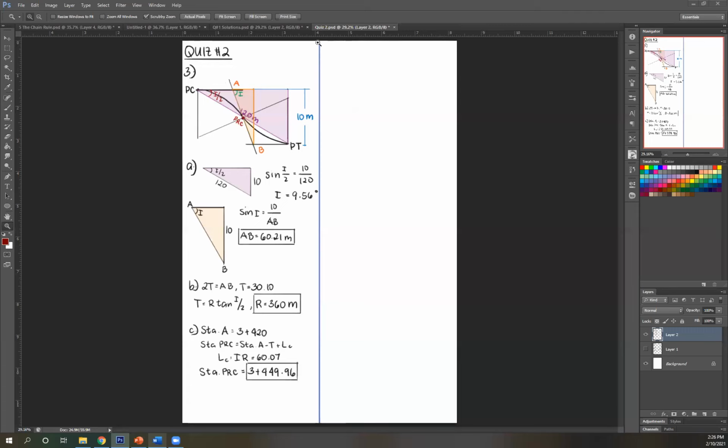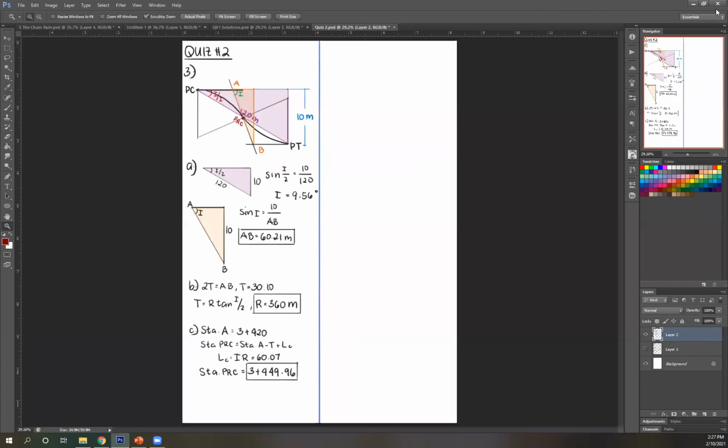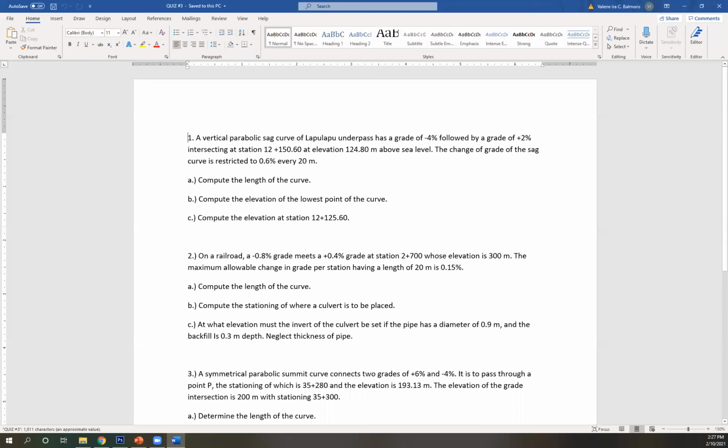It's reverse and compound curve. Okay. Next. Moving on to quiz number 3. Quiz number 3. Okay. So now we're moving into parabolic curves. So symmetrical parabolic curves.